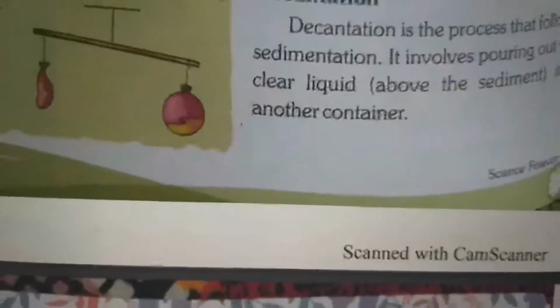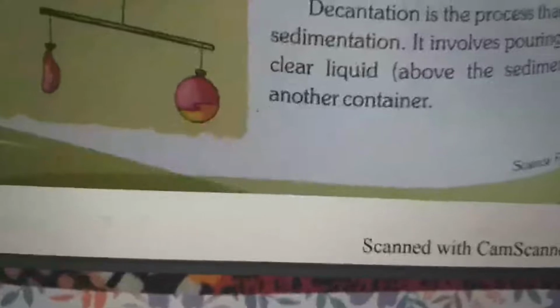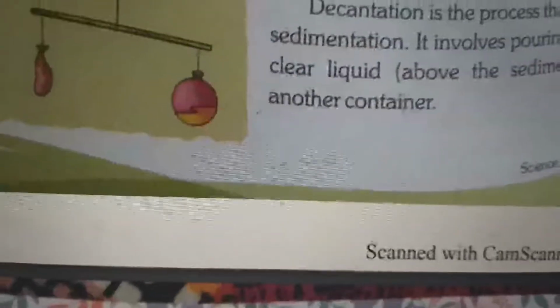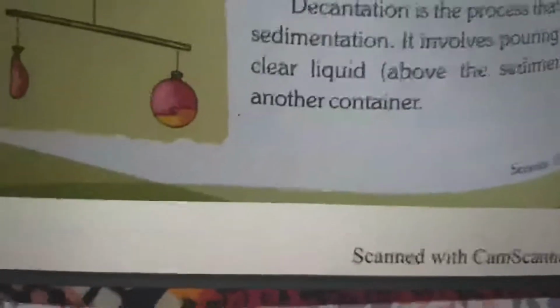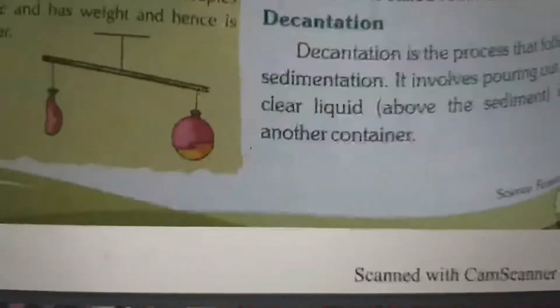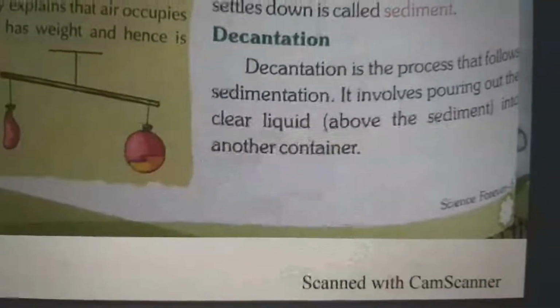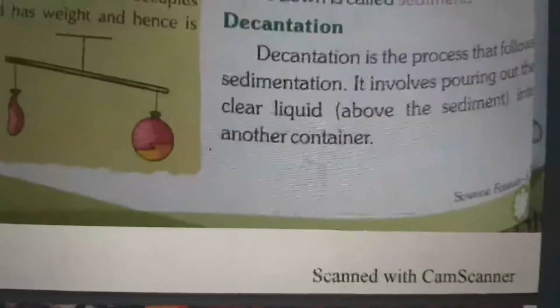Now what is decantation? Decantation means removing the clear water from the container in which sedimentation happens. Once you have done the sedimentation process, clear water and sediments are separated. Now you have to take that container and just take out the clear water from it, and this process is called decantation. So pouring the clear water from the sedimentation process into another container is called decantation.